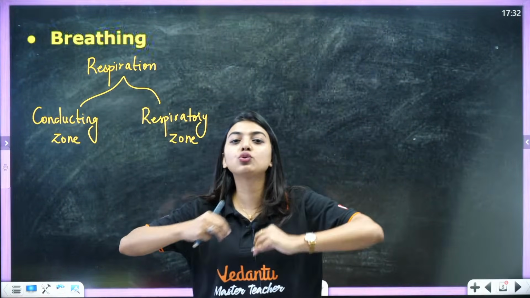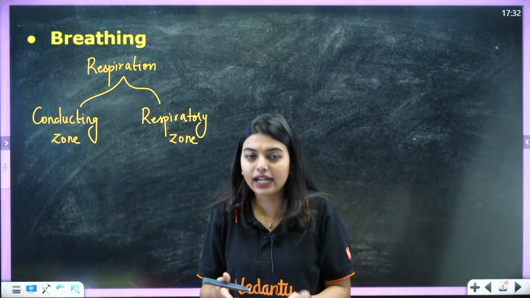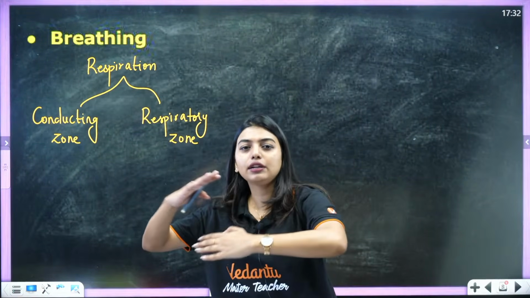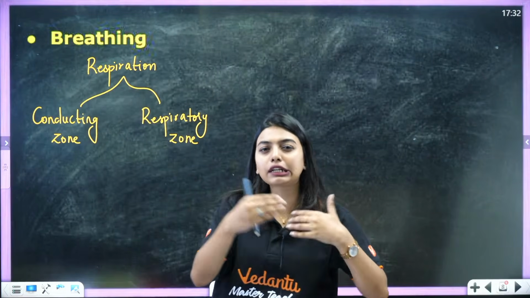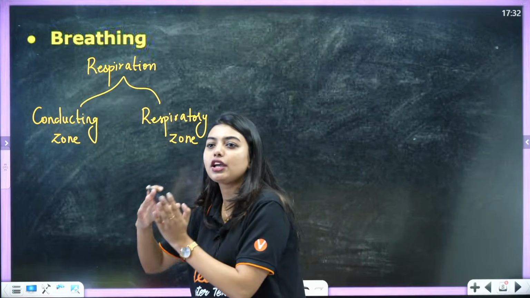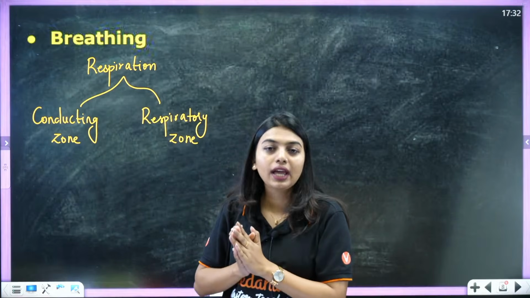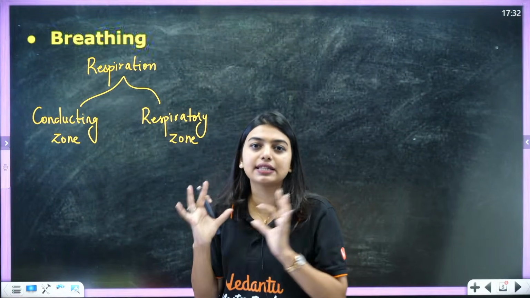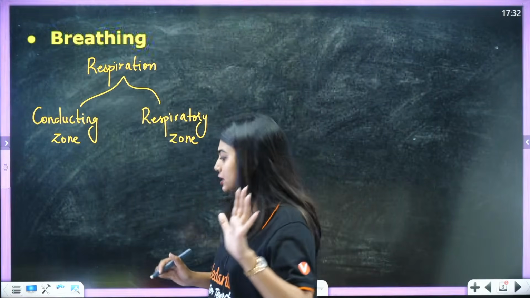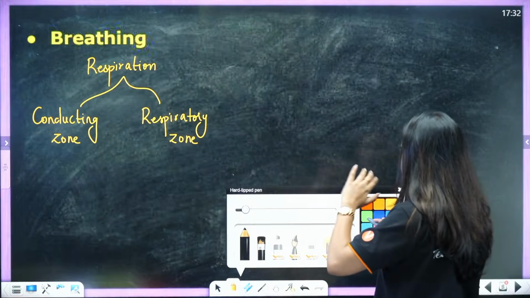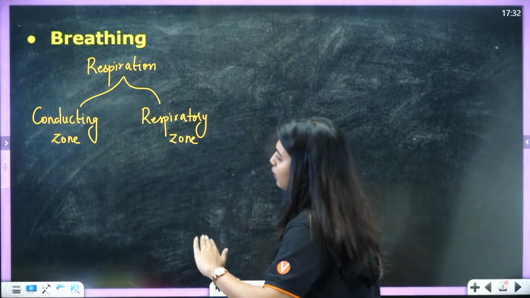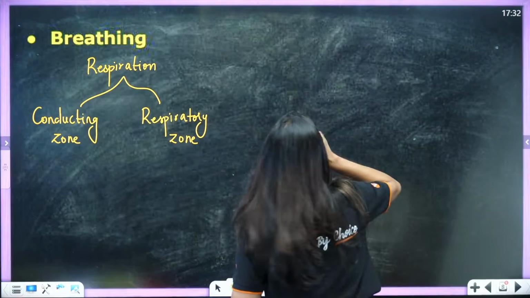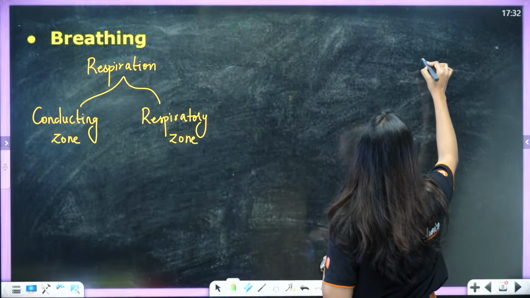Respiratory zone means you are the students who actually write the exam, right? So same way, conducting zone means taking in the air, humidifying it, filtering it, conditioning it. All this will be done by a conducting zone. Respiratory zone is where the actual exchange of gases happens. I hope this is clear to all of you. Now, understanding conducting zone and respiratory zone, let's also understand one simple diagram.